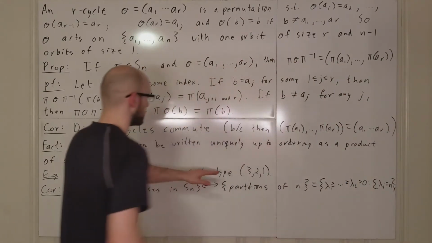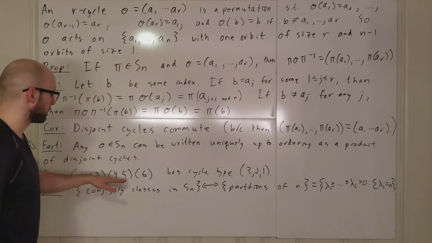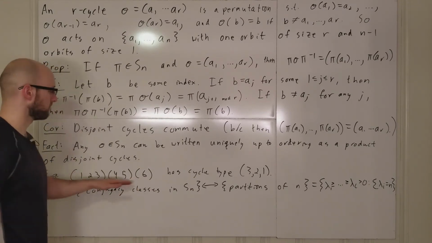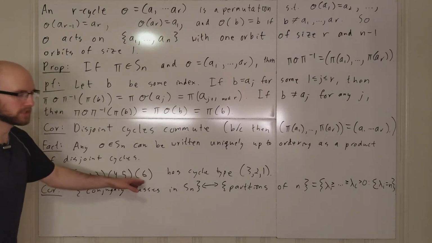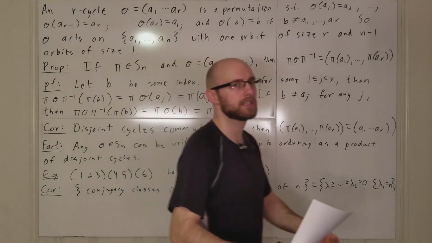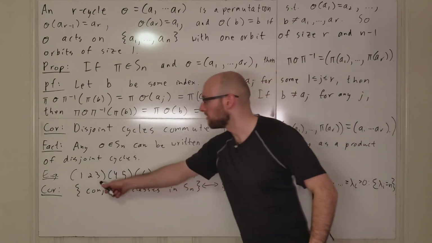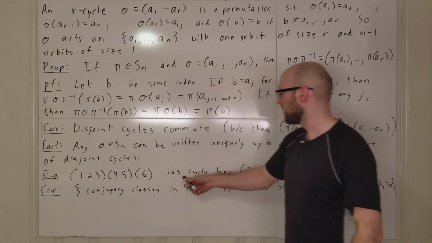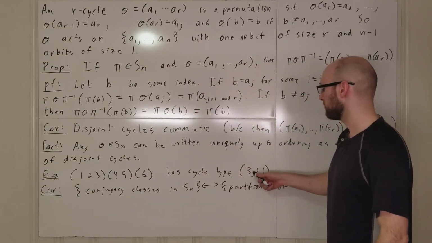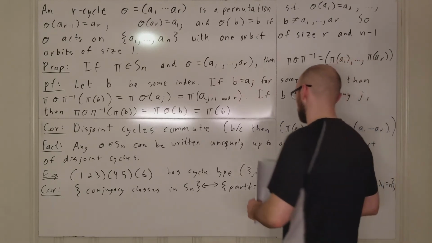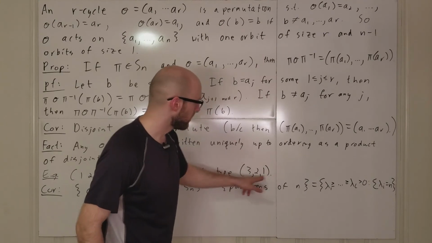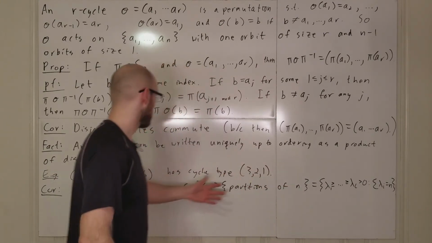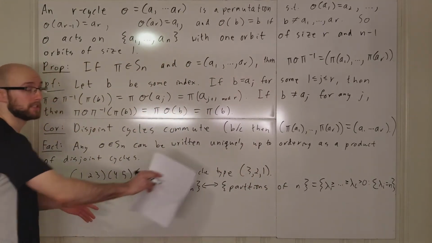So here, for example, 1, 2, 3, 4, 5, 6. So we're using all 6. The reason we include the 6 here is because we're considering this as a permutation in S6, and so we want to write out all 6 indices here. And this has cycle type 3, 2, 1. We have 3 is greater than or equal to 2, which is greater than or equal to 1, which is strictly greater than 0, and 3 plus 2 plus 1 equals 6. And so this is the correspondence here.